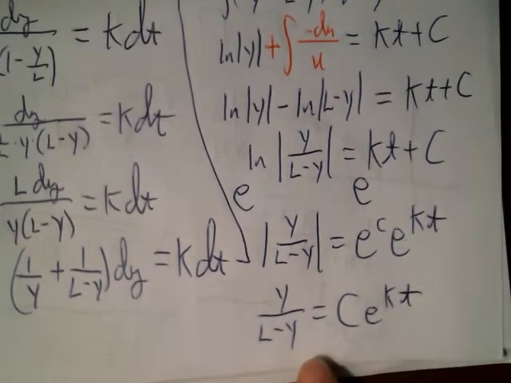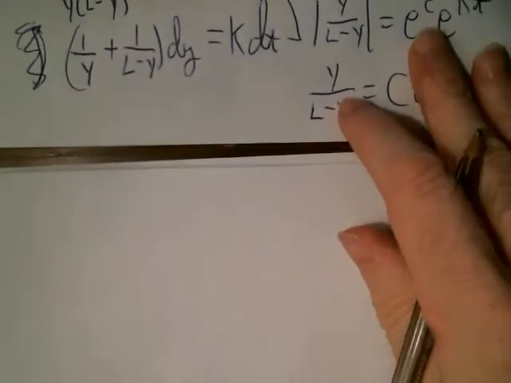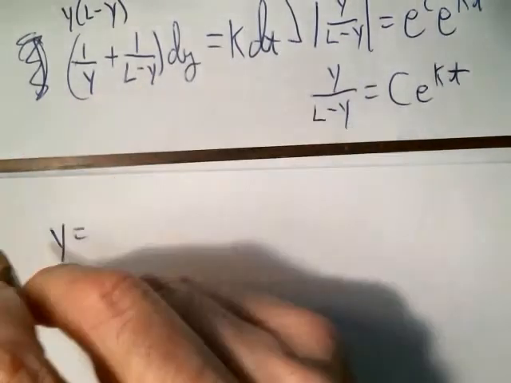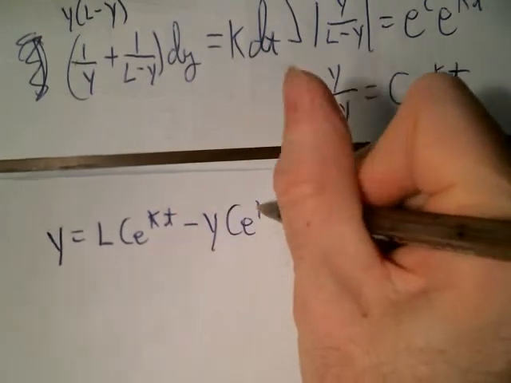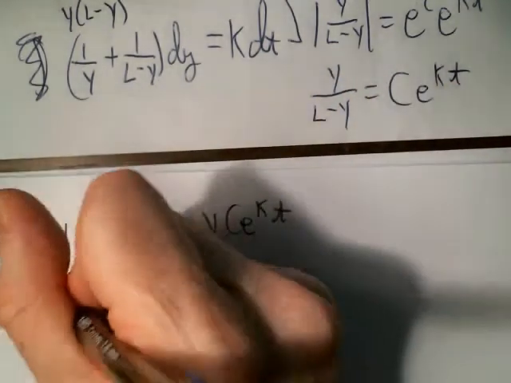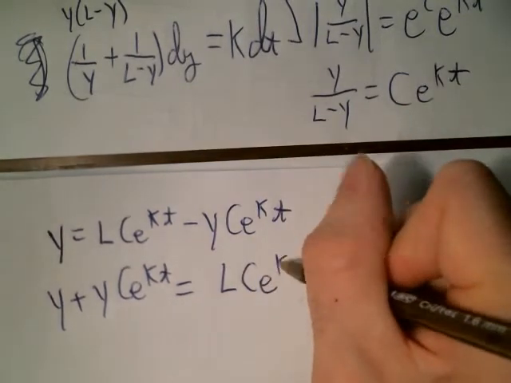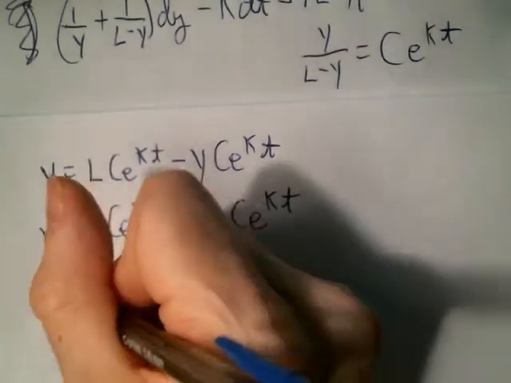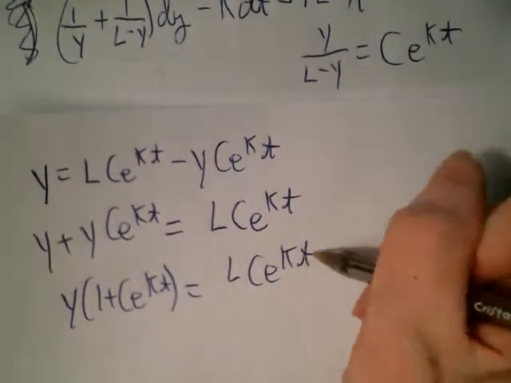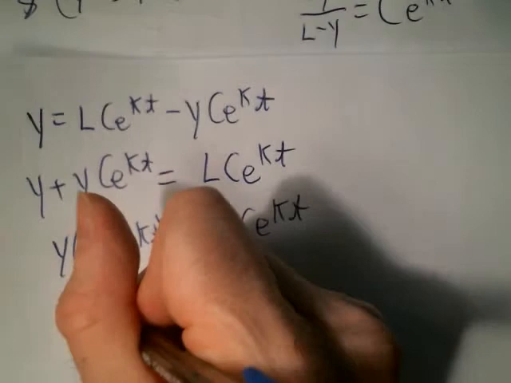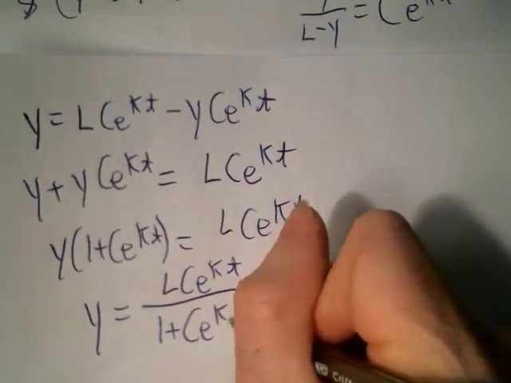So we're getting there. I want an explicit equation here, y equals something. Okay, so I'm going to multiply both sides by L minus y. I'll get y equals L ce to the kt minus y ce to the kt. And move all the y's to one side, so y plus y ce to the kt equals L times ce to the kt. Factor out the y, you get y times 1 plus ce to the kt equals L ce to the kt. Divide both sides by 1 plus ce to the kt, and you get y equals L ce to the kt all over 1 plus ce to the kt.